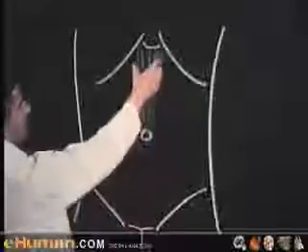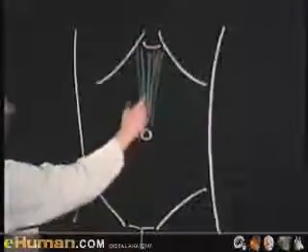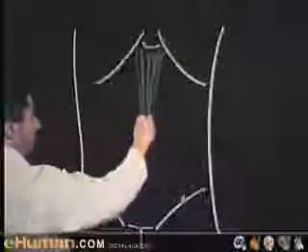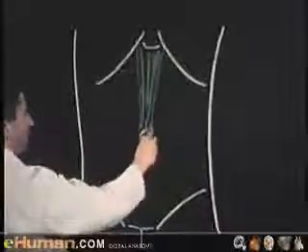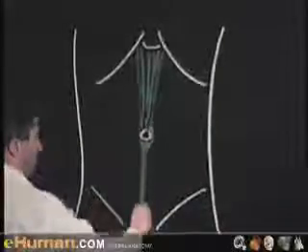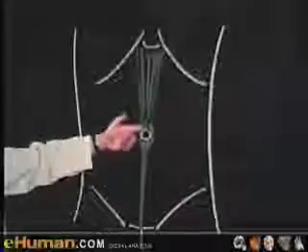Now I've purposely exaggerated the width of the linea alba here because it is wider above the umbilicus and it narrows down and of course includes the fibrous scar of the umbilicus and then comes down and narrows right down towards the symphysis pubis. This is why paraumbilical herniae tend to occur above the umbilicus rather than below the umbilicus.